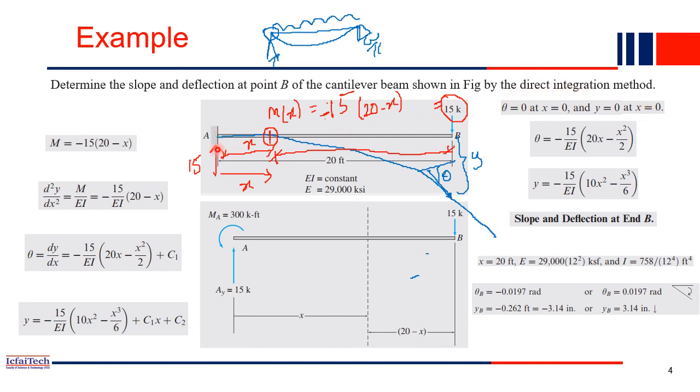And another equation, what is the deflection at a? Deflection at a is also 0, right? Because it is a support, so there should not be any deflection at a. So that's why the boundary condition at x equal to 0, y is also 0. So you have the two equations. At x equal to 0, you have the slope equal to 0, theta equal to 0, and also at x equal to 0, you have the y, that is deflection, also equal to 0.